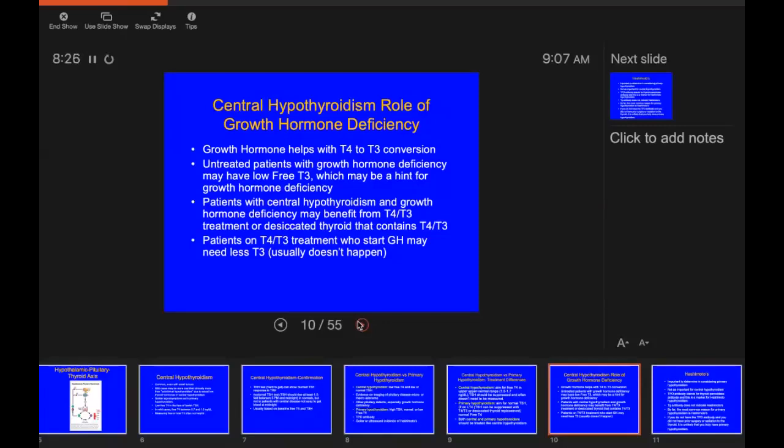At least in the literature, occasionally patients that are on T4, T3 treatment who then start growth hormone are converting their T4 to T3 more, so they may need less T3. I haven't found this happens, but there's an article in the literature about this, and I talked to the professor who wrote that article. It's really the T3 that's the important one, and usually in central hypothyroidism with growth hormone deficiency, you have a low T3. You either need to get on T3 or get on growth hormone.